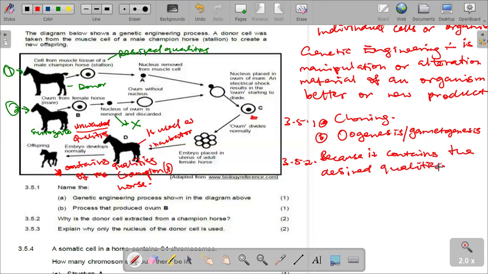We are saying, why is the donor cell extracted from the champion horse? The champion horse is the one that contains the desired characteristics that are to be produced. Therefore, we want to produce an offspring that is a replica of the champion. The champion contains the desired qualities. That is one thing that we need to understand. Question number 3.5.3.